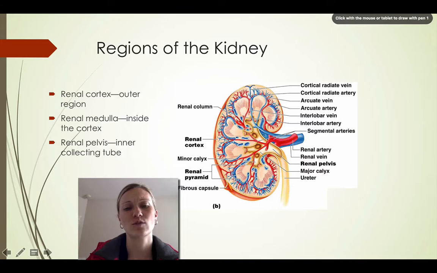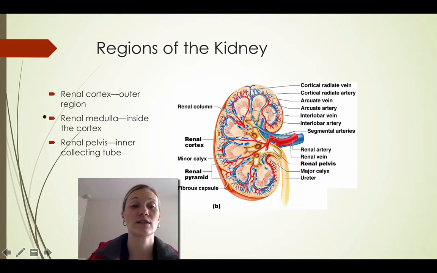So within the actual kidney, there are three major regions. The first one is the renal cortex. The renal cortex is the outermost part. So this part, I'm just kind of drawing around the outermost part of the kidney. Then you have the renal medulla. The renal medulla is the inside of the cortex.